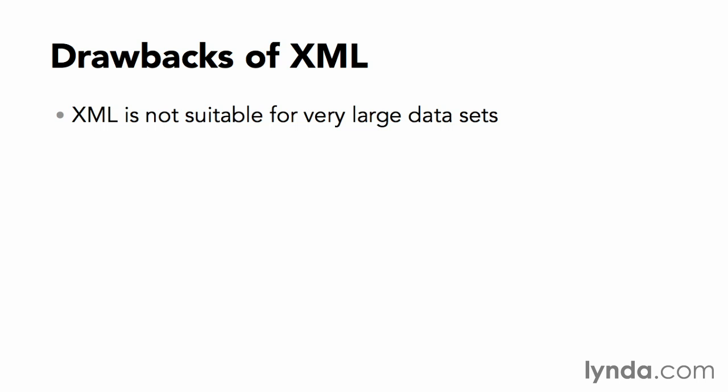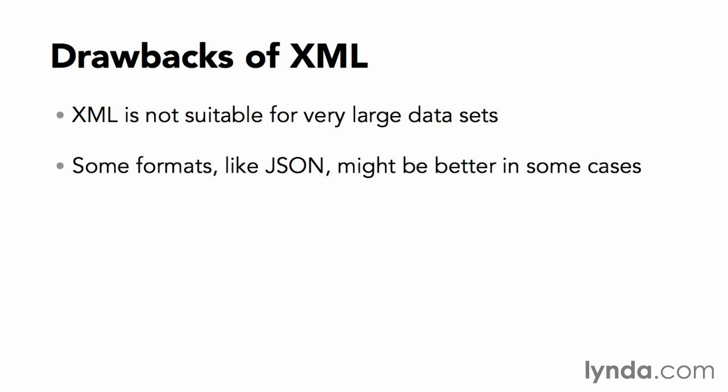XML does make it easy to interchange data, but as far as storing large data sets, databases are probably still the way to go. Some data formats like JSON might be better in some cases depending on how you're going to use the data. If you know that the data is going to be used in a JavaScript execution environment, for example, there are some cases where JSON just might be more efficient.